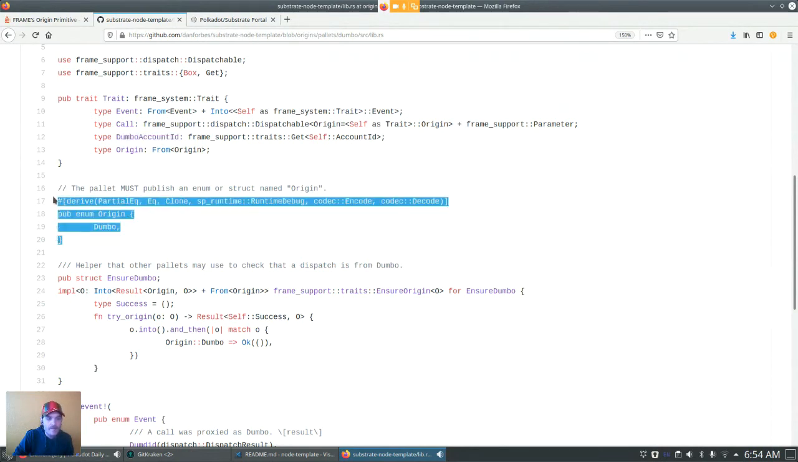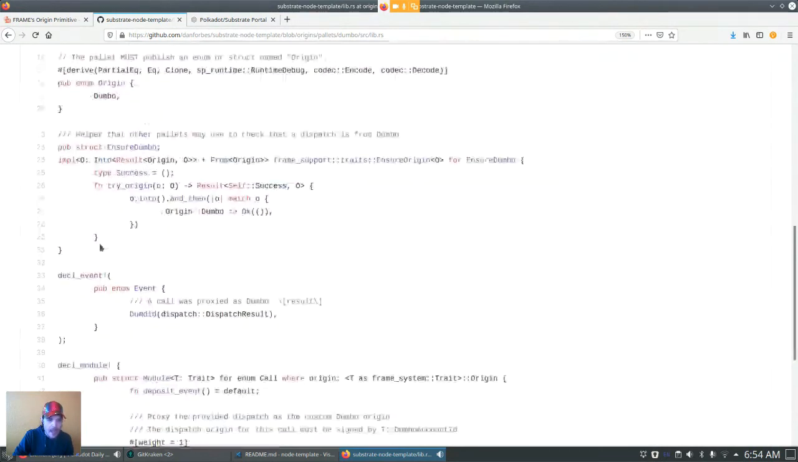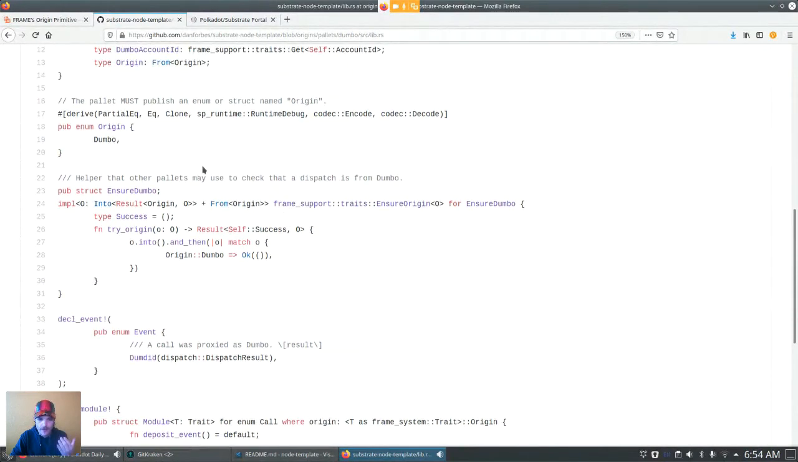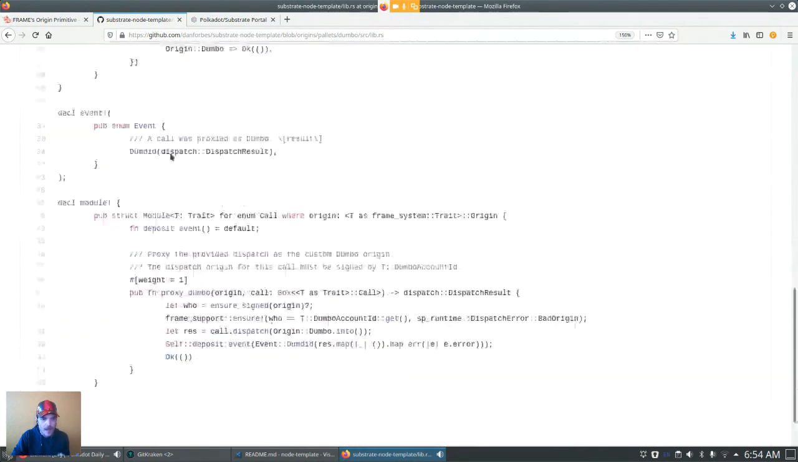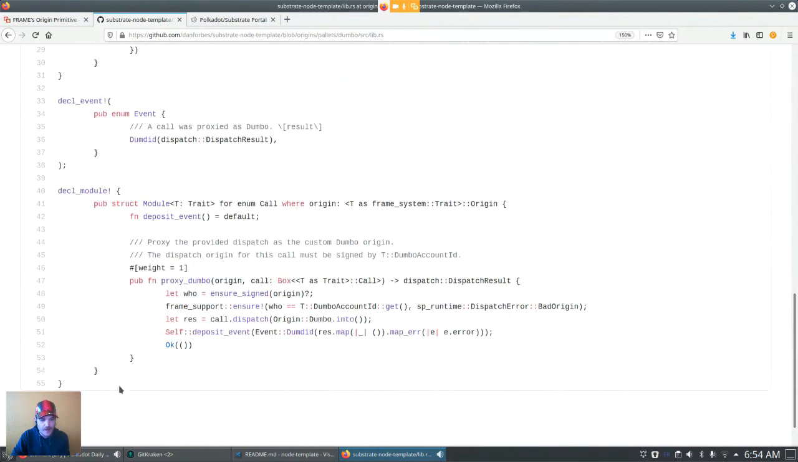The palette defines a custom origin and provides some helper function, some capability to check that a runtime origin is in fact the custom origin. And then we have this function transaction, this dispatchable, that checks to see if the person making the dispatchable is Dumbo per the configuration, and if it is, then we proxy the call from that custom origin.